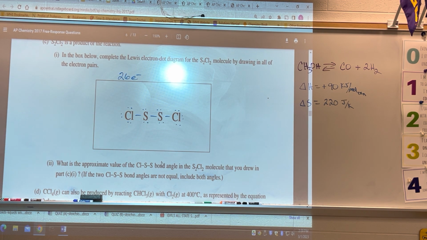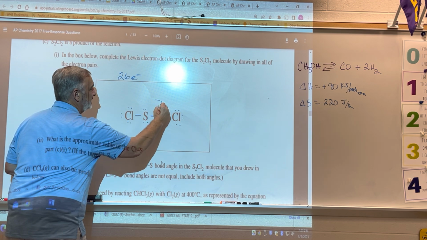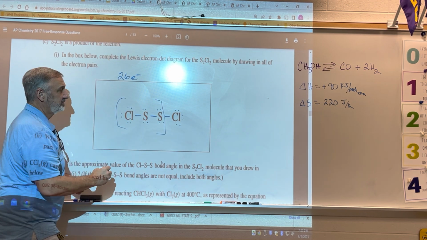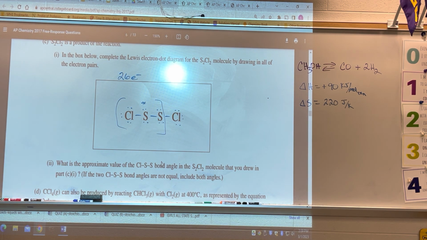Easy money. Okay, now, what's the approximate value of the chlorine? What's the approximate value then of that bond angle, with this being my central atom? Okay? How many electron pair domains do we have around the sulfur? The central atom is what we always look at. How many electron pair domains? 4. 2 bonding, 2 lone pair.